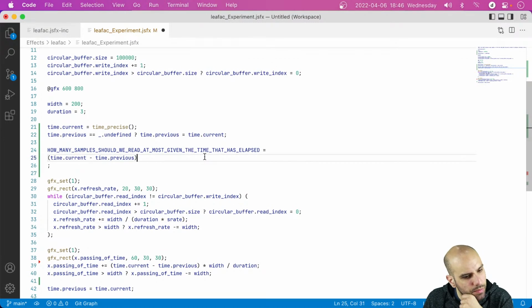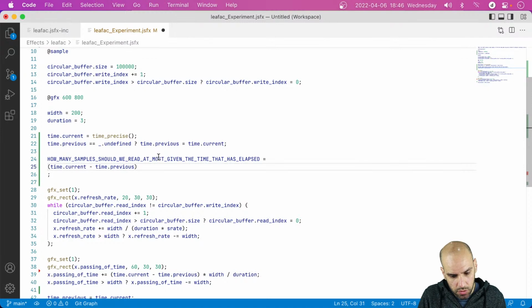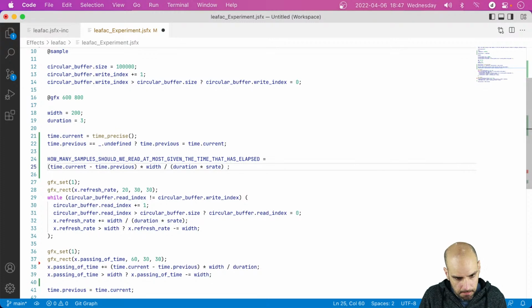So if 1 second has passed, how much do I want to move to the right, and how many samples does that translate to? Well, it will have to do with the width. And I guess it will have to do with the duration and the sampling rate. But I don't know, I just threw the values in there. I'm not sure that they work. But suppose that we have reasoned about this correctly.